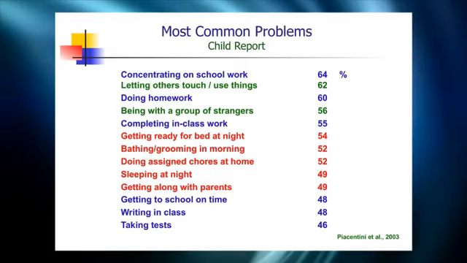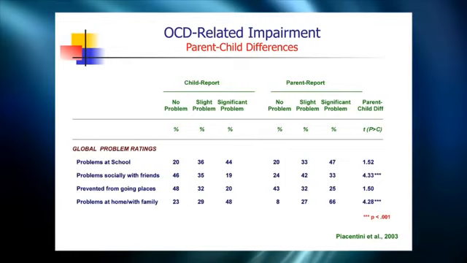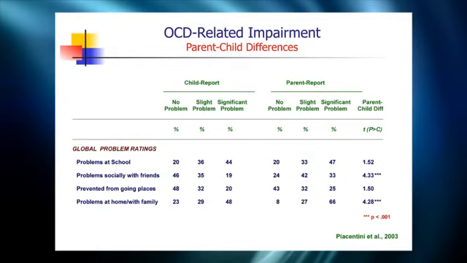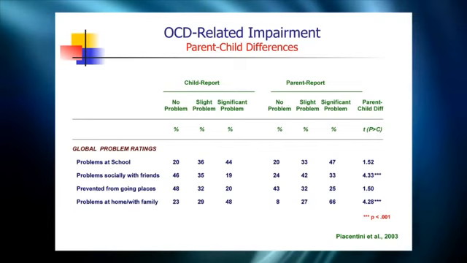It's not surprising that the parents didn't notice this, because the parents may not be as aware of the kids' social status. And that's actually reflected here. You can see that the children reported higher rates of social impairment than the parents did. The parents reported higher rates of home and family impairment than the children did. And we're going to talk a little bit about this later in the talk when we discuss family accommodation and the extent to which the family gets wrapped up in the child's OCD and how that might impact dysfunction at home.